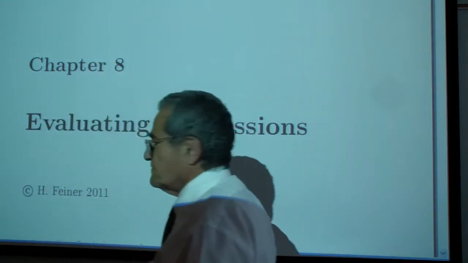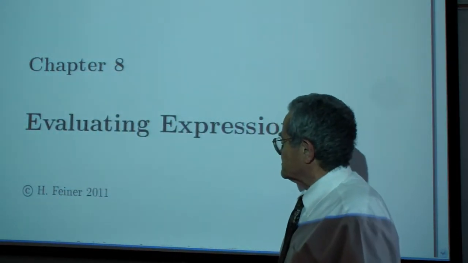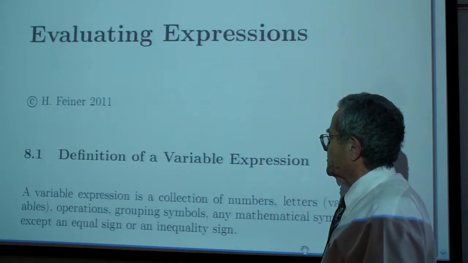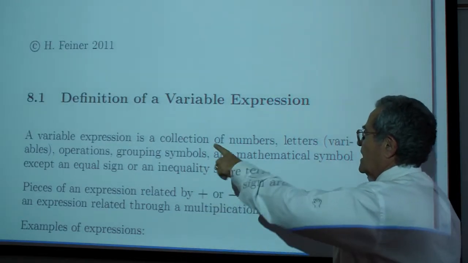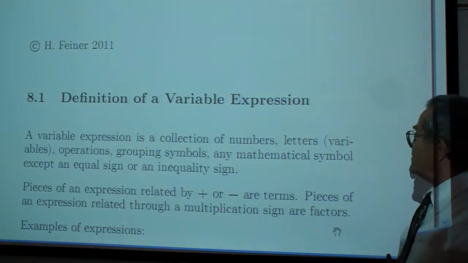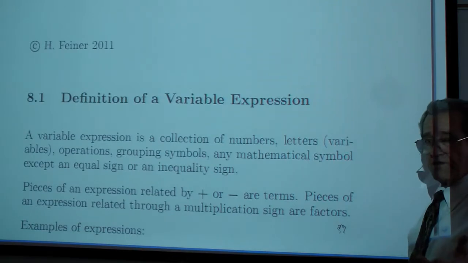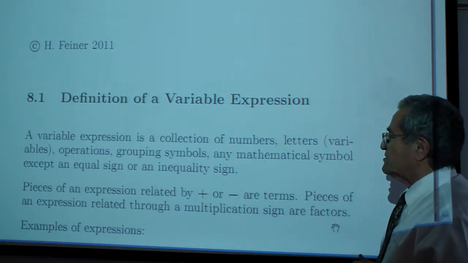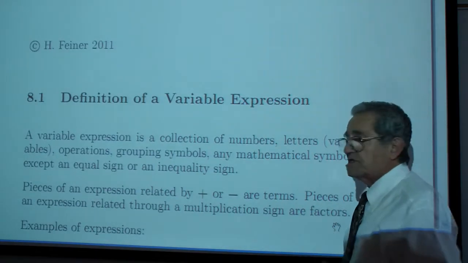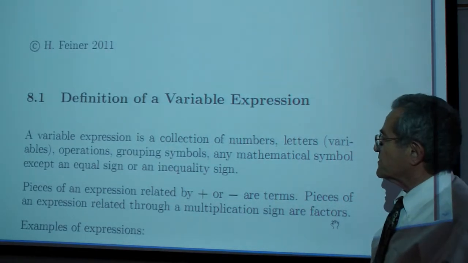Chapter 8, evaluating expressions. Definition of a variable expression. A variable expression is a collection of numbers, letters for variables, operations, grouping symbols, any mathematical symbol except an equal sign and/or an inequality sign.